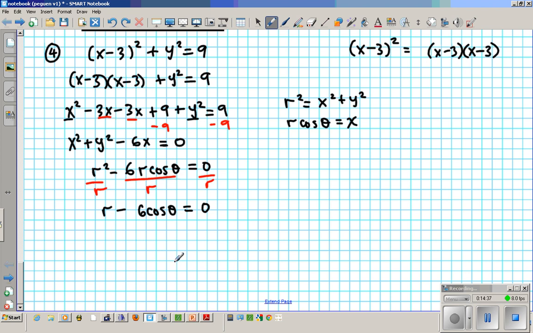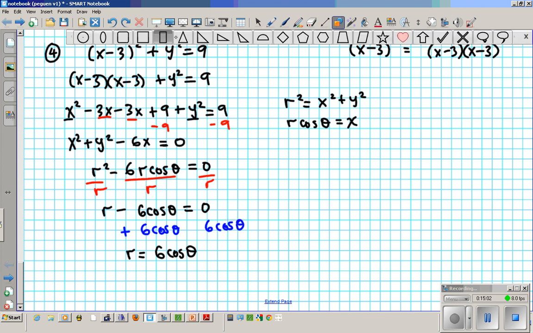And anytime you want to write this in polar form, if possible, get r by itself. Can I get r by itself here? Yeah, that's the standard way of writing it. So to get r by itself, I'll simply add 6 cosine theta to both sides, and that will accomplish the goal for me, okay? So at the end of the day, I will have r equals 6 cosine theta. Okay? End of story.